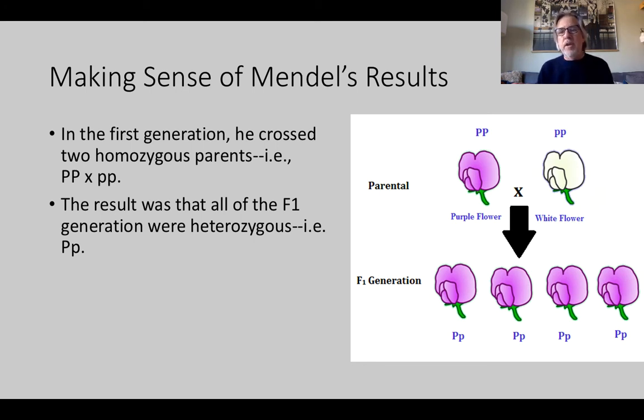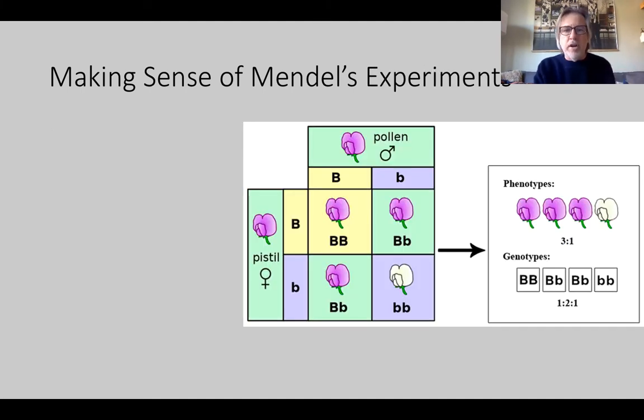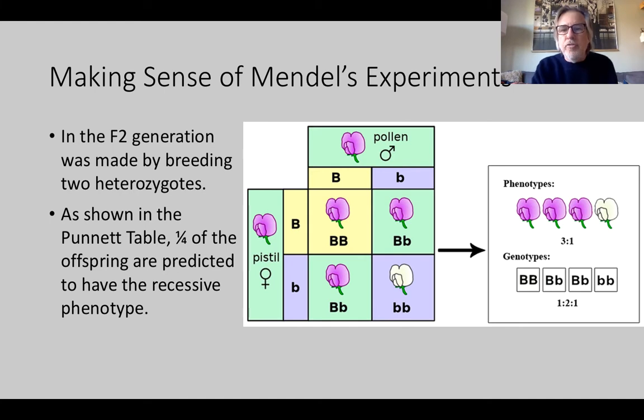He actually thought the crosses would produce intermediate phenotypes, which if he had chosen codominant alleles to work with as opposed to dominant recessive would have been the result, and he might never have published his results. So all the F1 then, being heterozygous, displayed the dominant phenotype. In the F2 generation, he crossed 2 heterozygotes, a big P little p by a big P little p. And as a result, as you can see in this Punnett table, 1/4 of the offspring are predicted to have the recessive phenotype, and that's what Mendel found.